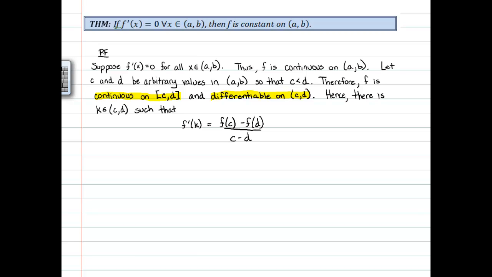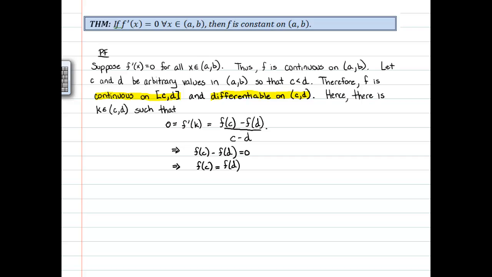But we happen to know something about every point within the interval. Every point between a and b, which includes all the points between c and d, the derivative of the function at those points has to be 0. So I'm just going to say this equals 0. Well, the only way for a fraction to equal 0 is if the numerator is 0. So this implies that f(c) minus f(d) must equal 0. That's the only way for that fraction to become 0, which totally implies that f(c) must equal f(d). No other way around it.